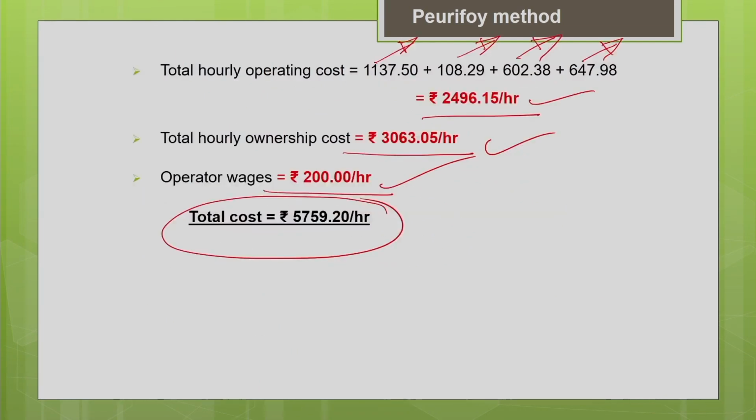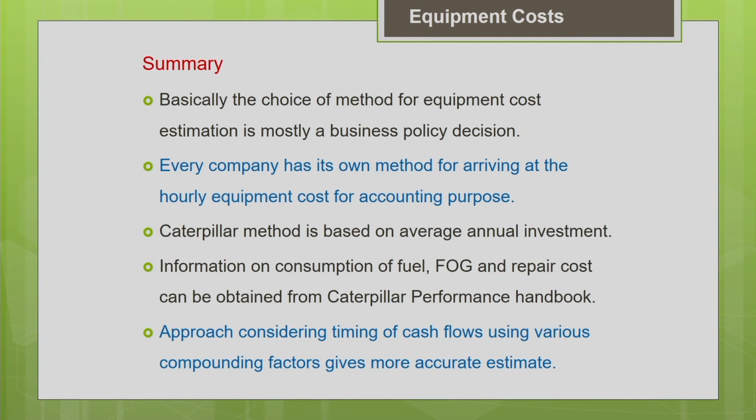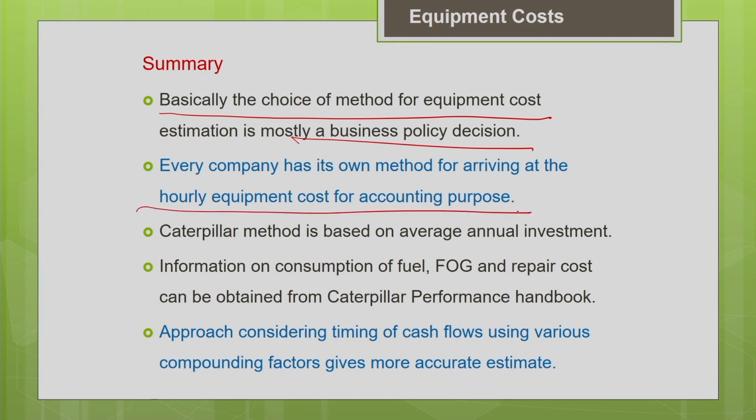Which method we are going to use for our particular company for the cost accounting purpose is totally a business policy. Okay, it's totally left to the company. There is no constraint on any company owner or the project estimator that we have to follow only this particular method to estimate the equipment cost. There is no such constraint. It is totally left to the freedom of the particular company. It depends upon their company policy or the business policy. So basically the choice of the method of the equipment cost estimation is a business policy decision mostly. Every company has its own internal method for arriving at the hourly equipment cost for the accounting purpose.